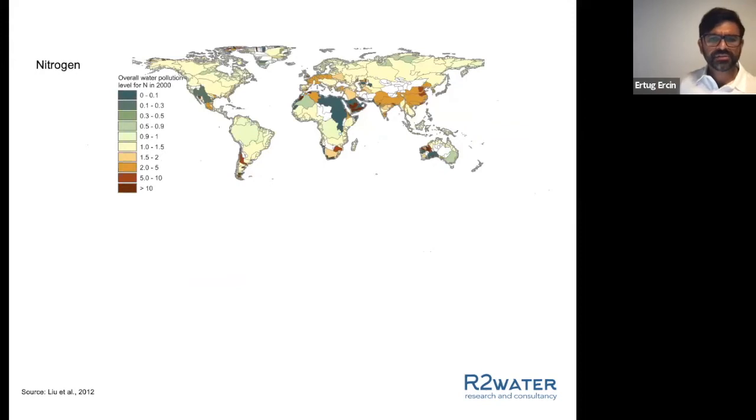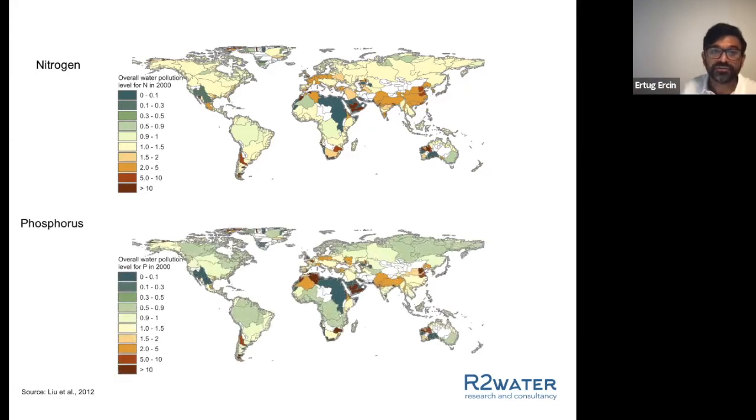The second one is the pollution we talked about. Look at this one. This is nitrogen-related water pollution, where green values mean there is no pollution, and from yellow to red the pollution increases. This is also changing per, I don't have the time dimension in this one, but you can see that water pollution is different around the world. And it's also different for different chemicals. This is the phosphorus-related pollution.